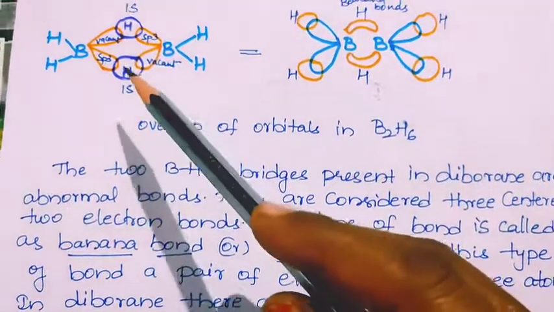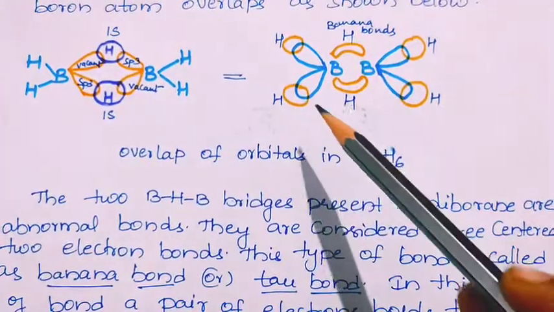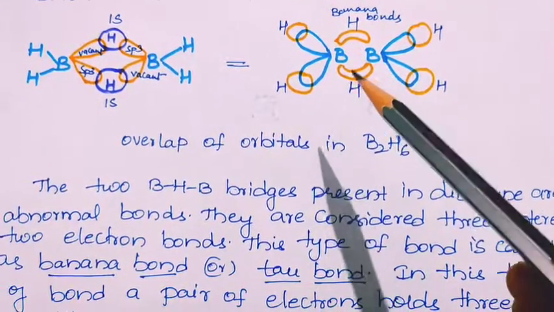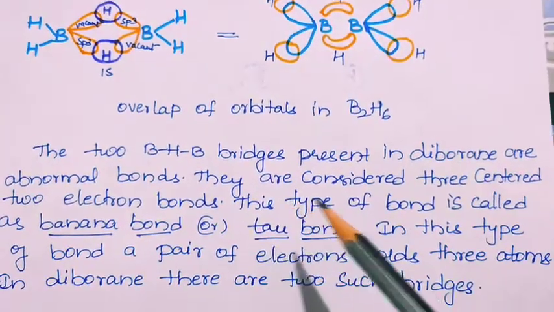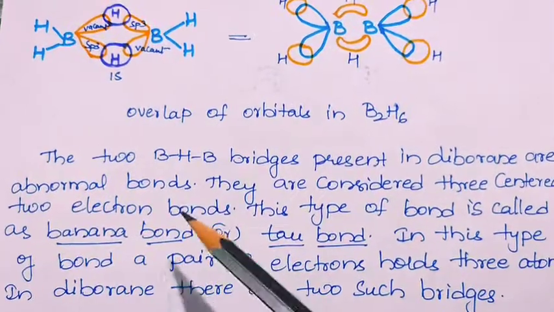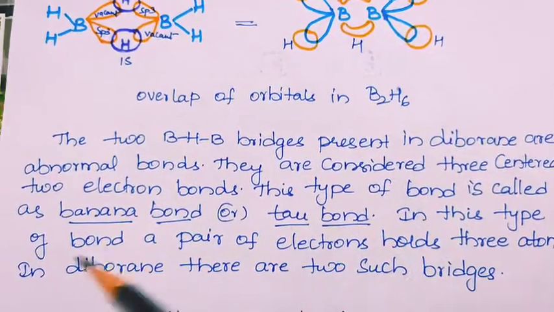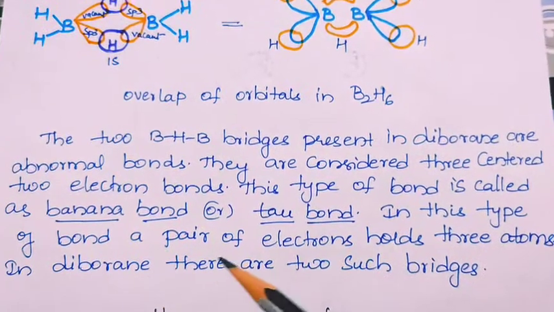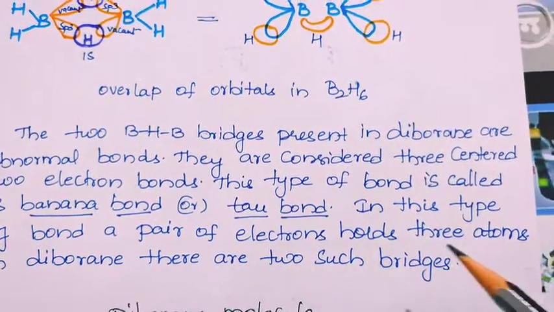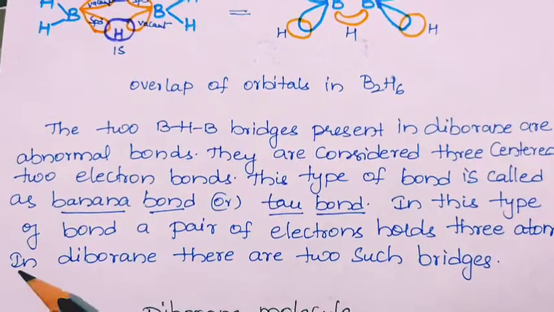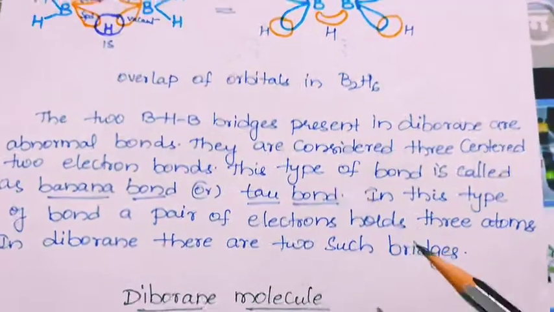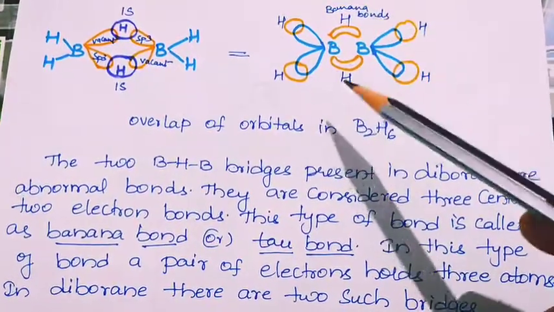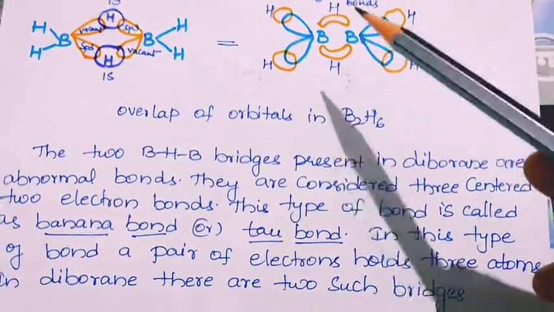So here these 2 form the banana bonds, or they are also called tau bonds. So here they are considered as 3-centered 2 electron bonds. This type of bond is called a banana bond or tau bond. In this type of bond, a pair of electrons holds 3 atoms. In diborane, there are 2 such bridges. So these 2 are bridged bonds, or they can also be called banana bonds or tau bonds.